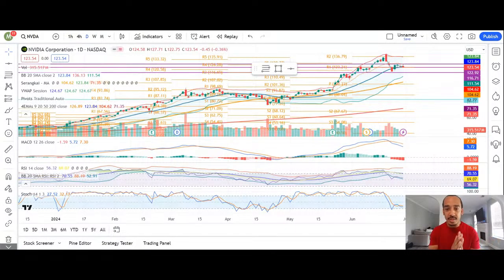So I'm seeing a divergence on the big homie in the stock market, right? Nvidia is showing a nice divergence. So let me show you why I like Nvidia for a swing trade.